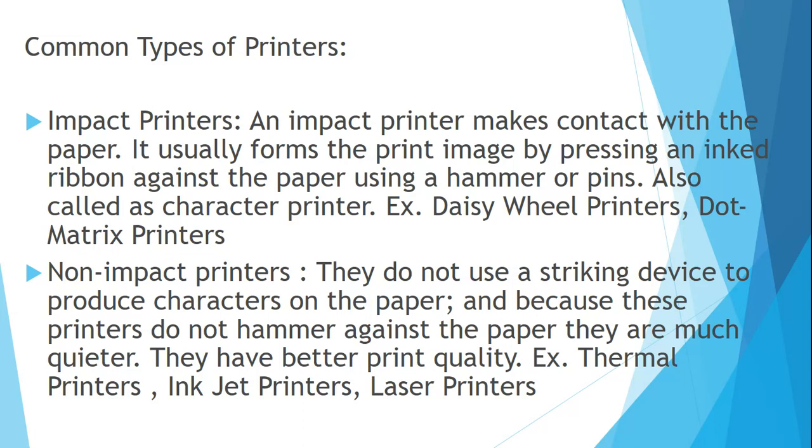Non-impact printers: here the striking device or the pin does not come in contact with the paper, but the characters are produced either by spraying the ink or by making a laser move through ink and then letters are imprinted on the paper. Since there is no direct contact between the pin and the paper, they are called non-impact printers and they are quieter. The quality is also better.